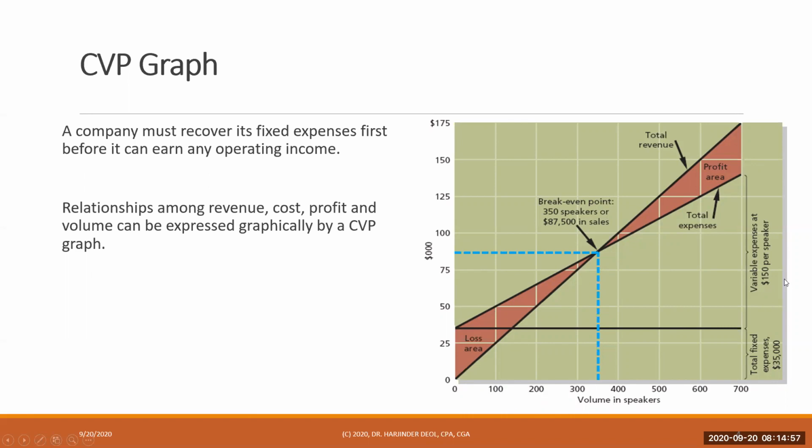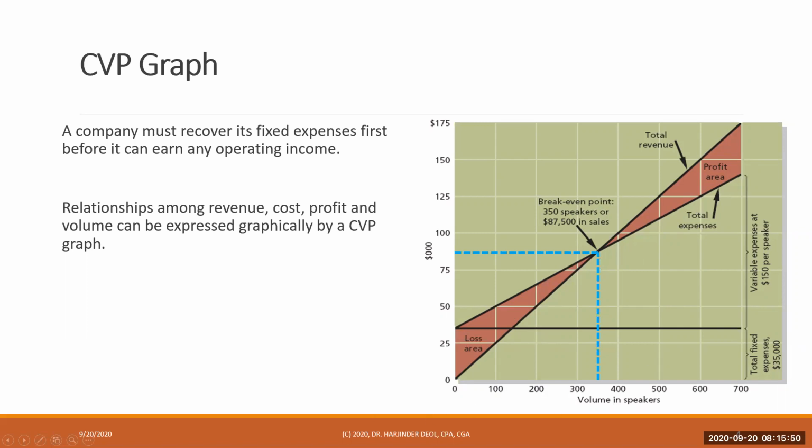So 100 speakers will have a variable cost of 150 times 100, or $15,000. So you can notice here at 100 speakers, the total cost is $50,000. How is it 50,000? $35,000 for the fixed costs, and $15,000 for the variable cost. As we move from 100 speakers to 200 speakers, we will have a variable cost of $30,000 plus the $35,000 of fixed costs, hitting $65,000. So you notice gradually as more and more speakers are produced, the total variable cost goes up and the total cost also goes up.